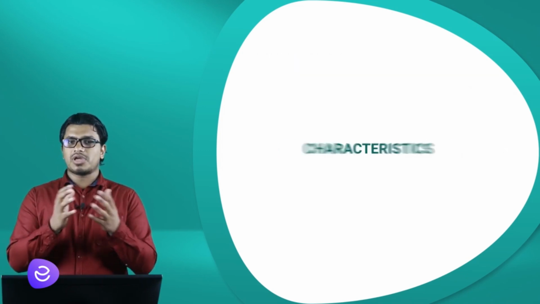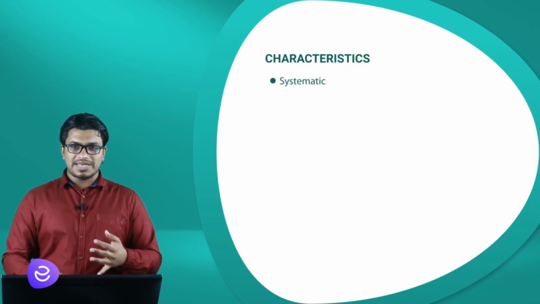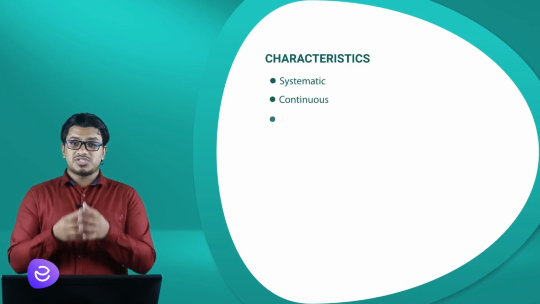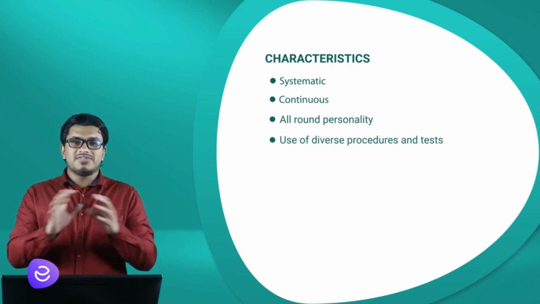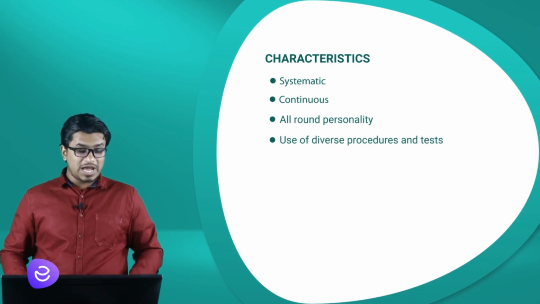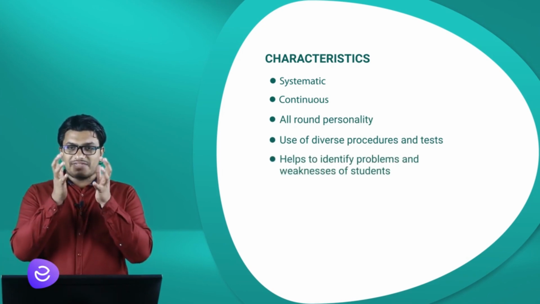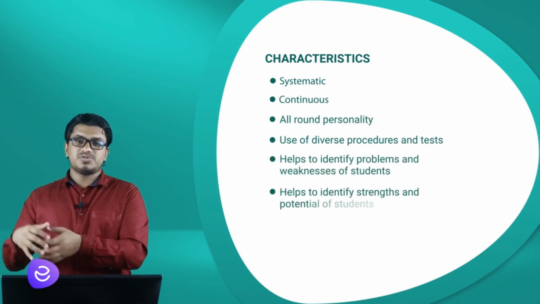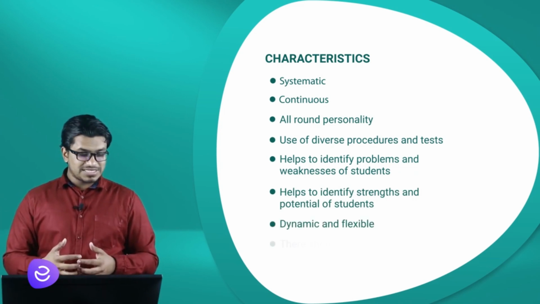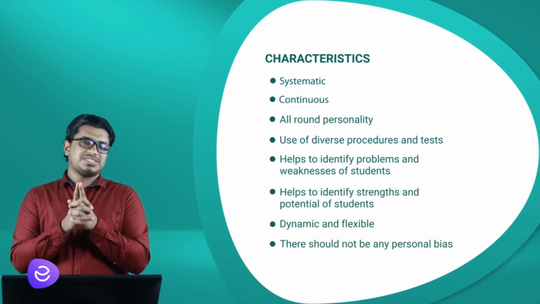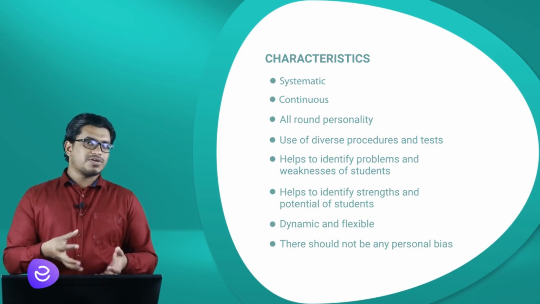The characteristics that I am talking about: it should be systematic, it should be continuous, it should check the all round personality of the student. We should use diverse procedures and different types of tests. It helps to identify the weakness of the students, and it helps to identify the strength and potential of the students. It should be dynamic and flexible, and there should not be any personal bias. So these are some characteristics of evaluation system.